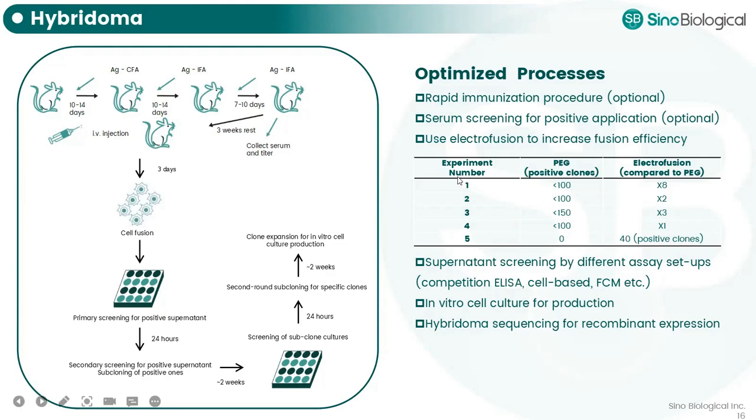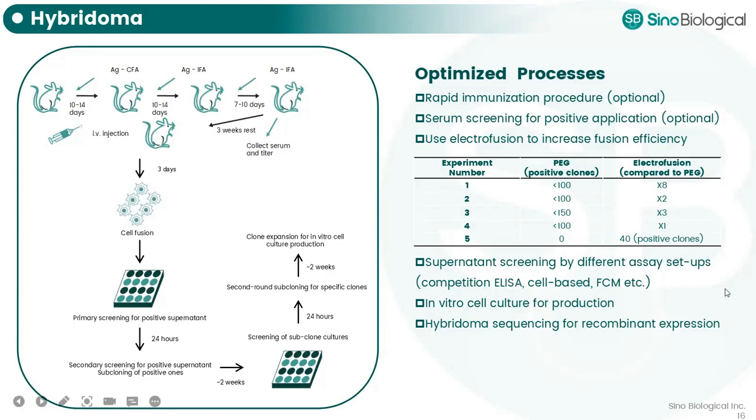Therefore, there's a lot we can do to increase the fusion efficiency. So we use electrofusion to increase the fusion efficiency. Here are five examples. When we use the electrofusion method, we are able to get more positive clones compared with the regular PEG fusion method.